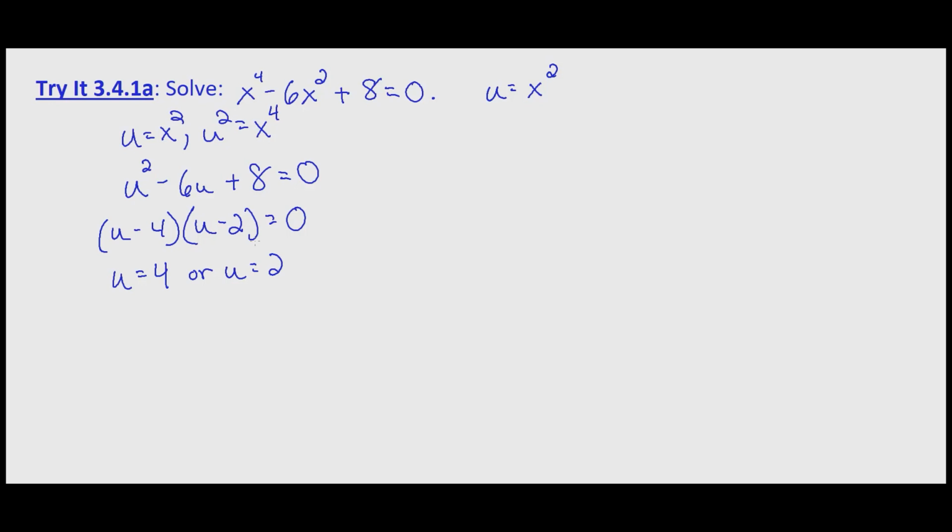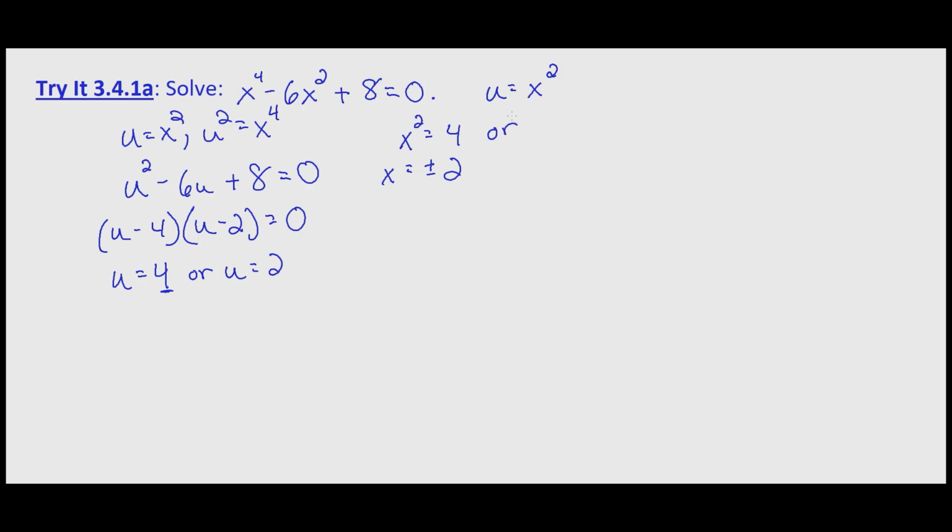Now that said, we don't want u, we want x. So now we'll back substitute with x squared equals u. So x squared equals 4. And we take the square root of both sides. Plus or minus the square root of 4 is plus or minus 2.